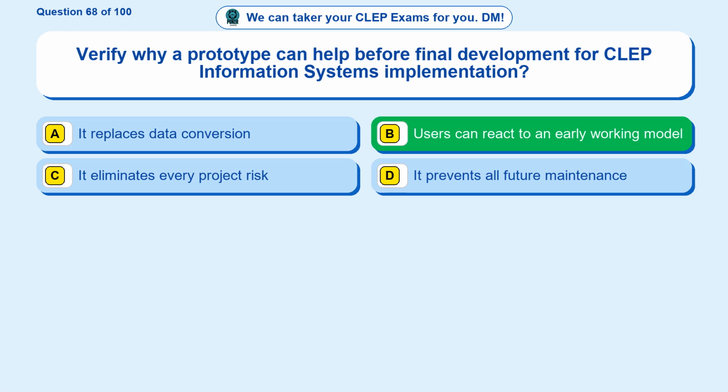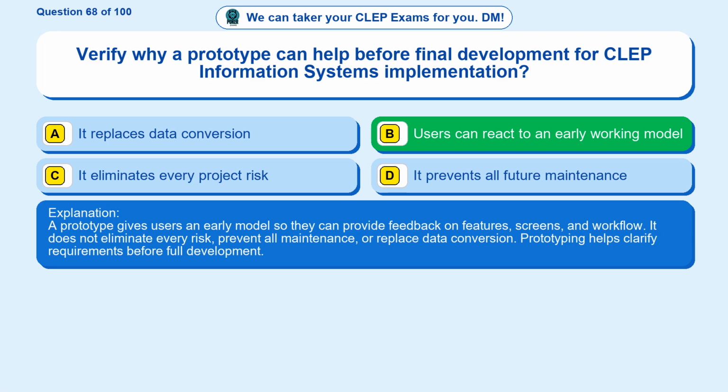The correct answer is option B. Users can react to an early working model. A prototype gives users an early model so they can provide feedback on features, screens, and workflow. It does not eliminate every risk, prevent all maintenance, or replace data conversion. Prototyping helps clarify requirements before full development.